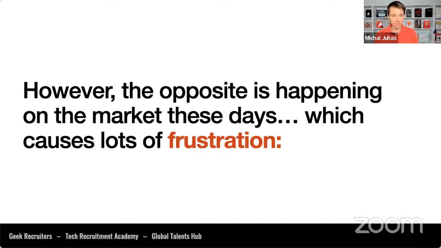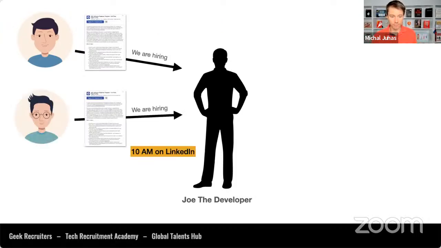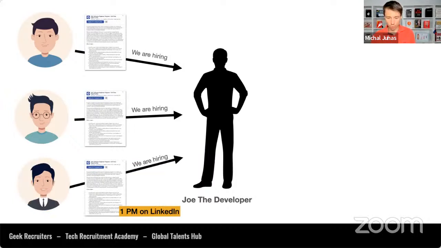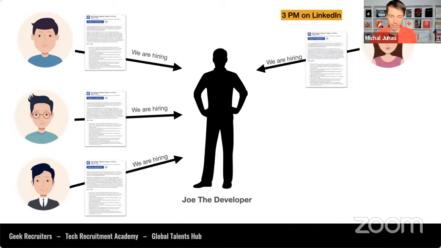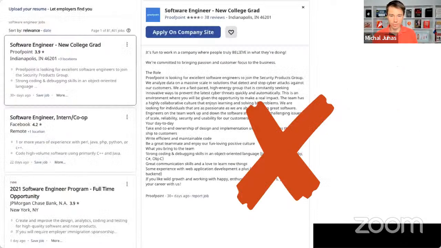However, the opposite is happening on the market these days, which causes a lot of frustration. So there is this developer, let's say Joe the developer. He receives a message on LinkedIn at 9 a.m. "Hey, Joe, we are hiring a Java developer." And then he receives another message at 10 a.m. "Hey, Joe, we are hiring." At 1 p.m. "Joe, we are hiring backend developers." And again, "Hey, Joe, we have an opening here." And again, and this causes quite a lot of frustration.